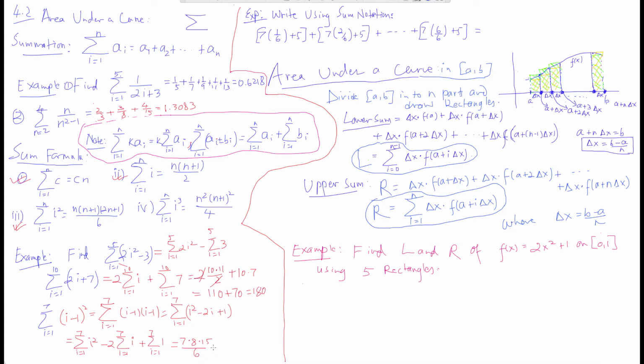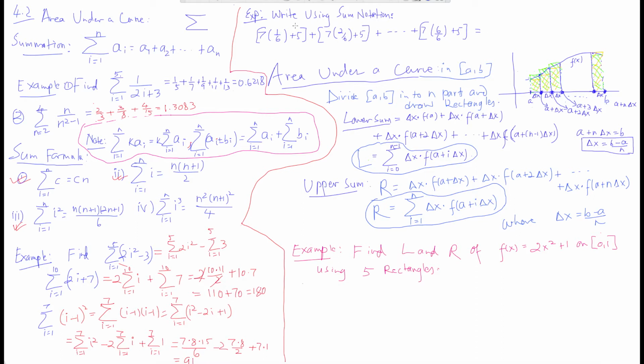And then minus 2 times. What is the sum of i formula? It is n times n plus 1 over 2. But what is our n? 7. So 7 times 8 over 2. And then plus the sum of 1, 7 times, so 7 times 1, because the formula is c times n. So what you get here, if you use a calculator, is that the answer is 91.